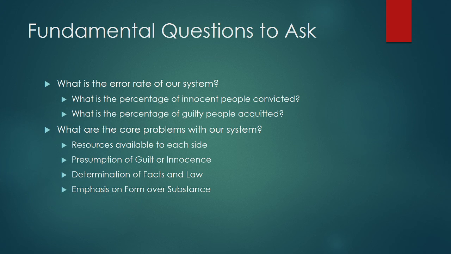So what are some of the core problems that you could say exist in our system? Well, what are the resources available to each side? Is it truly equal? And by the way, this can skew the other way sometimes. If you have an extremely wealthy defendant, it could be very difficult to convict him, as opposed to a very poor defendant, who is much easier to convict. Is there really a presumption of innocence or of guilt? How do we use the adversarial system to determine what the facts are versus what the law is? How does a competition between two sides arguing about the value of pi, or the circumference of the earth, become the way to determine the truth? And is there an emphasis in our system on form over substance?